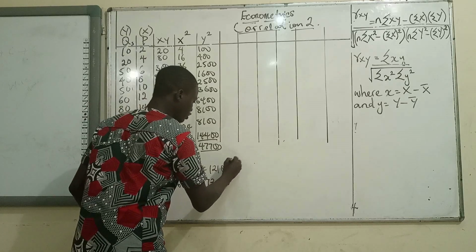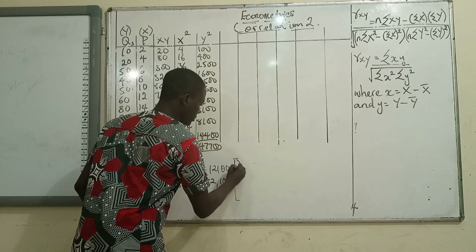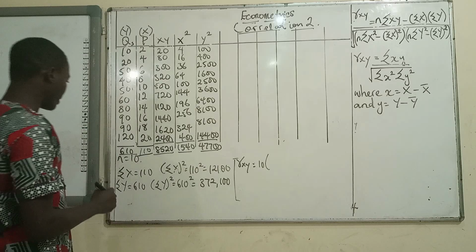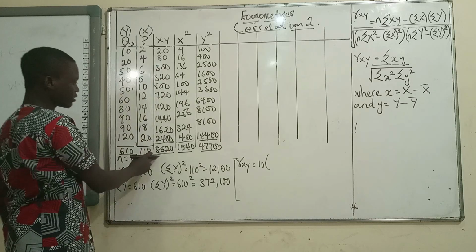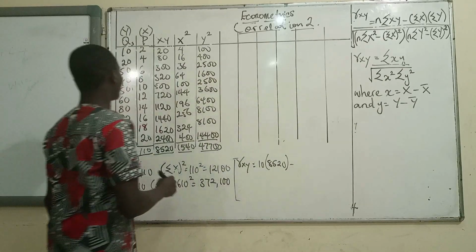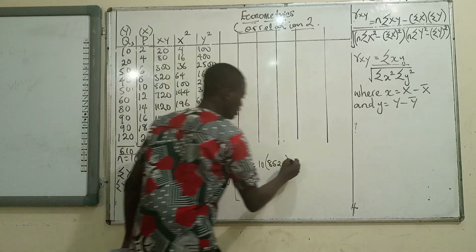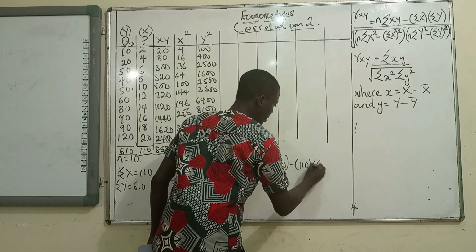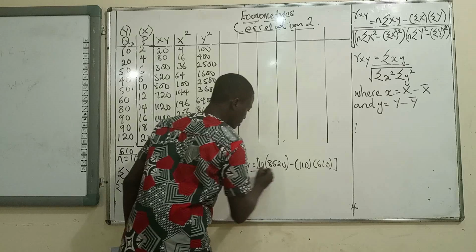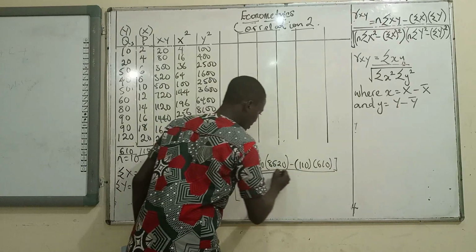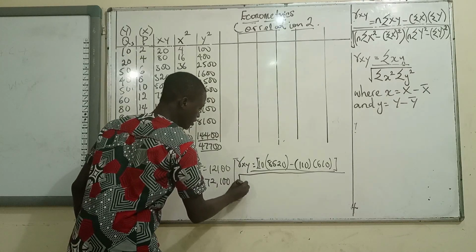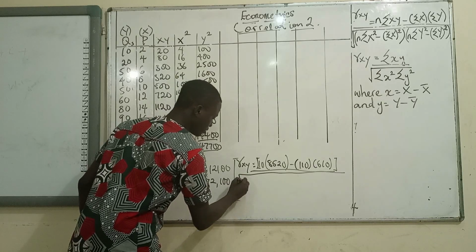So to calculate what we need to calculate, we are going to have this equals 10 into brackets. What is sum of xy? This is xy, sum of xy is 8520, minus sum of x, which is 110. So we have 110, close the bracket. We have 610 for sum of y. So we just do something like this. Divided by, so we have these roots that cover everything underneath. So we have 10.